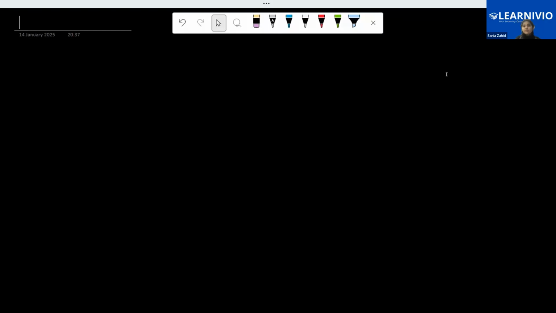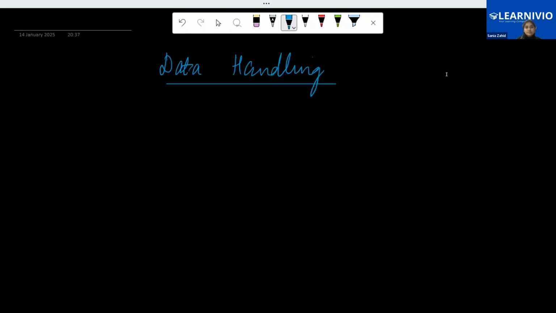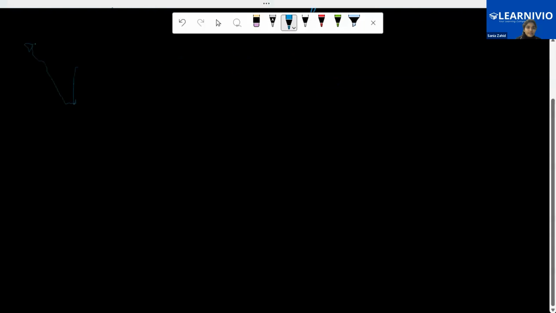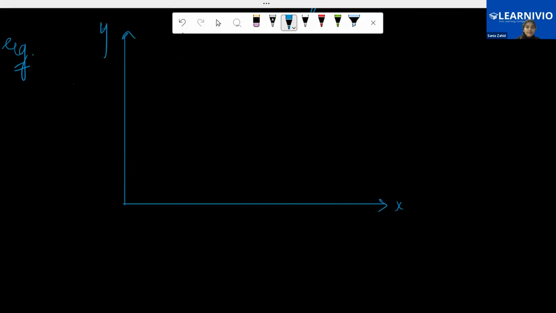Okay, so basically in data handling, look here. First of all, we study about bar graph. See, so what is a bar graph? I'll give you one example. You have one horizontal axis and you have one vertical axis, right? The horizontal one is the x-axis, and this is the y-axis.